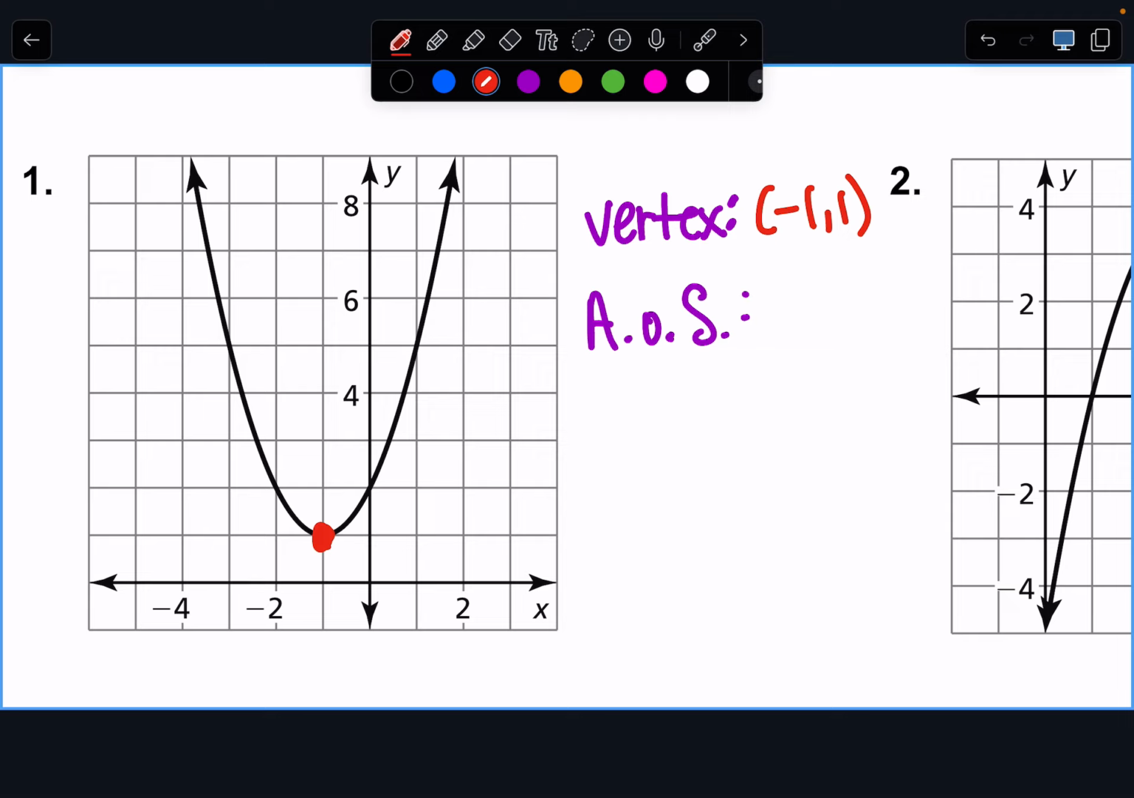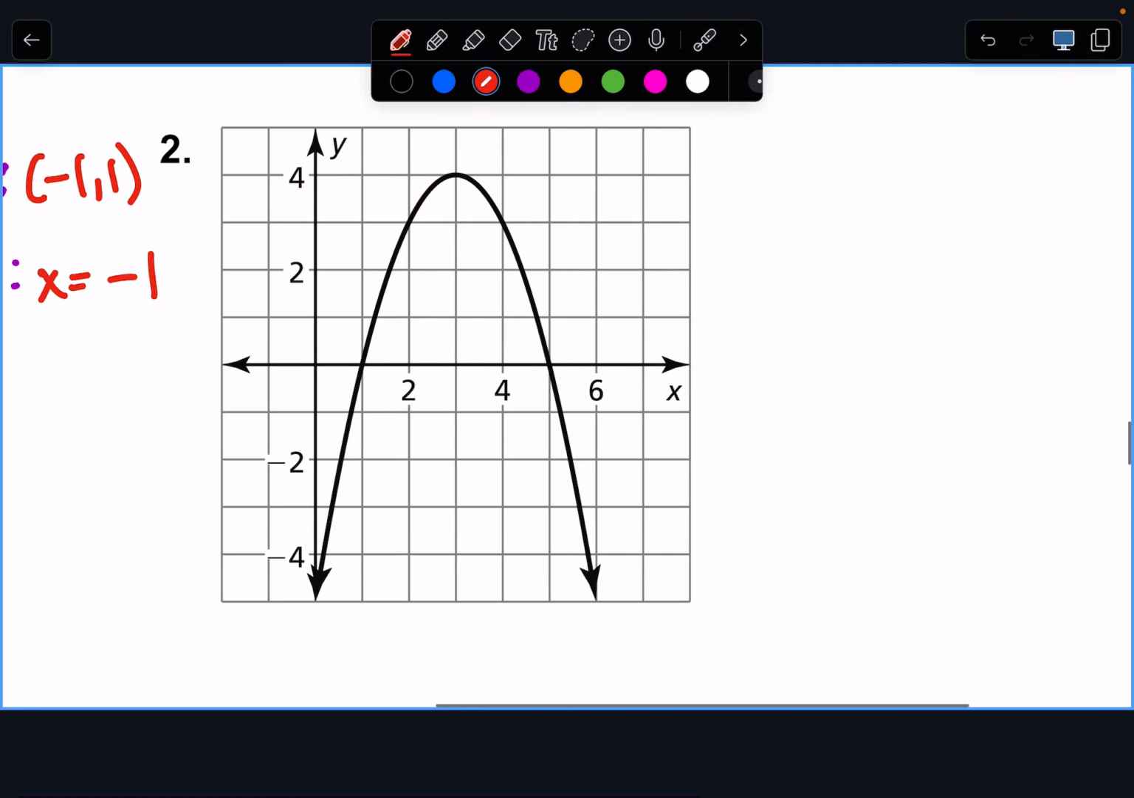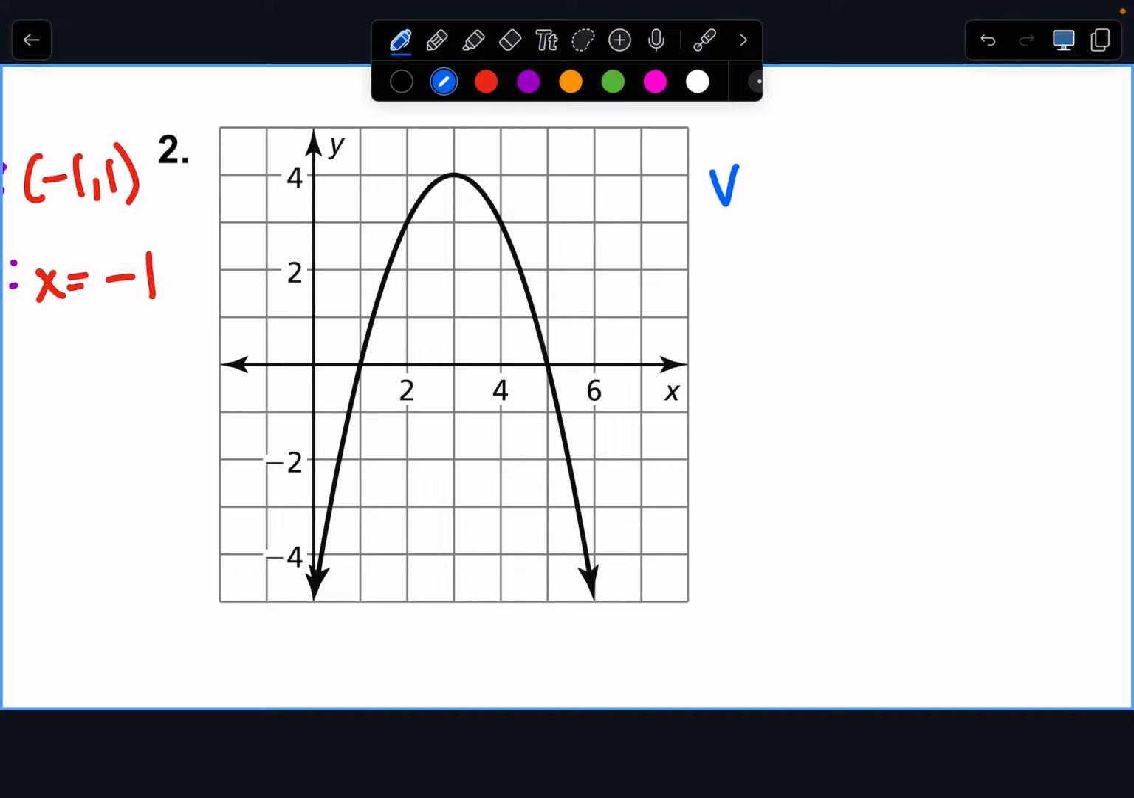Okay, once we know what our vertex is, we know our axis of symmetry is the vertical line that goes through it. Don't just write negative 1. It is the equation of a line: x equals negative 1. All right, so go ahead and write down what you think the vertex and axis of symmetry is for number 2.